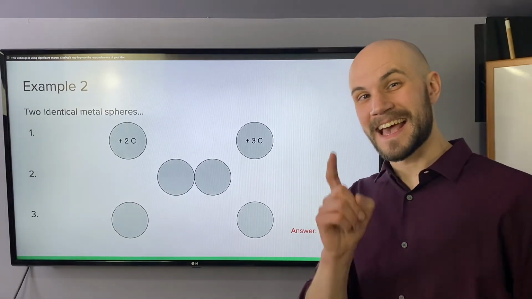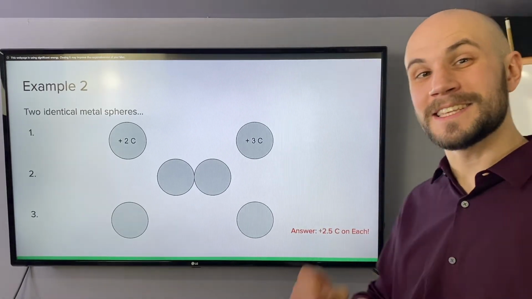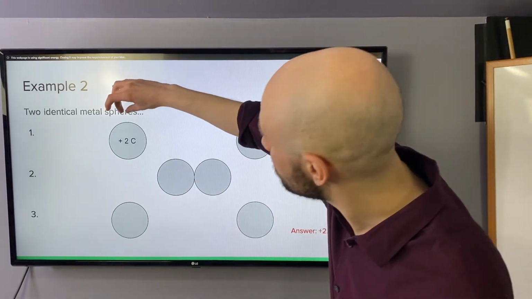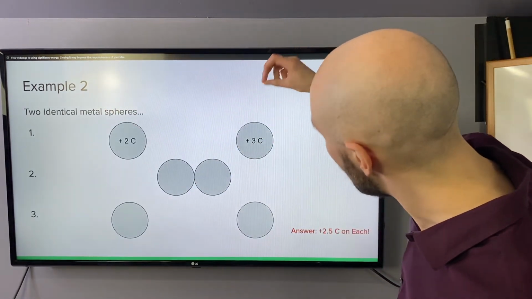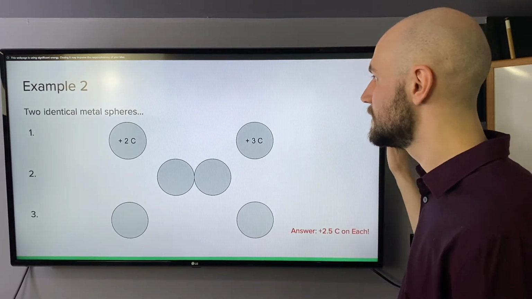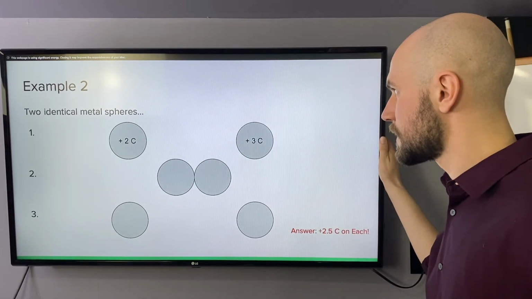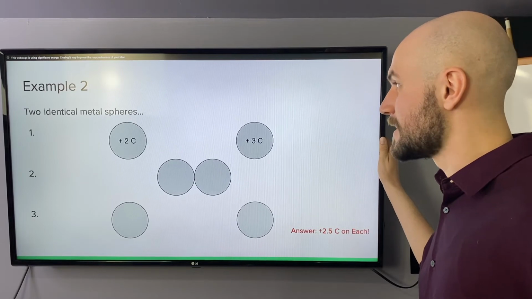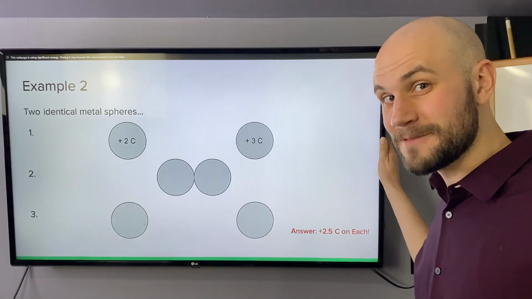Okay, again, asking you this question. Which way did the charges go? Did charge go from this sphere to this sphere, or from this sphere to this sphere? Take a second, think about it. Remember, electrons are the only thing that can flow.